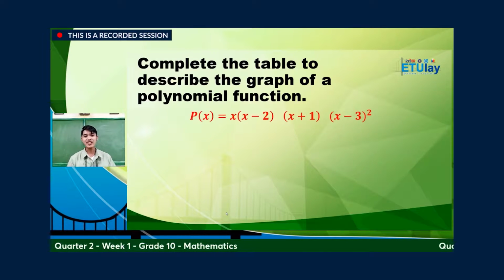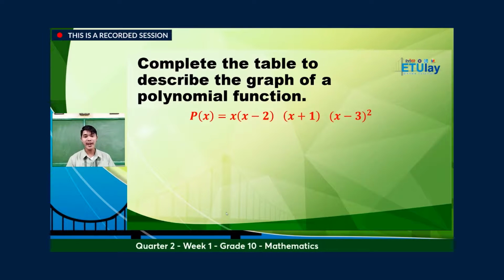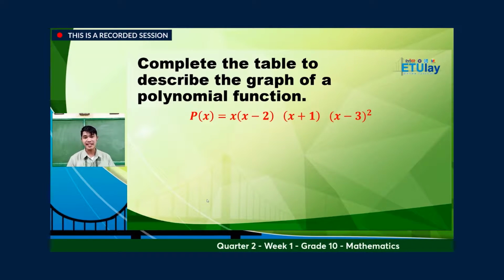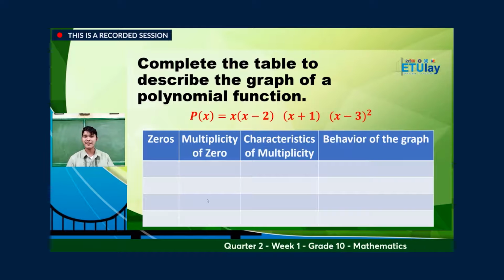For our quick check challenge, mathletes, complete the table to describe the graph of a polynomial function. We have p of x is equal to x times the binomial x minus 2 times the binomial x plus 1 times the square of the binomial x minus 3. And here is the table. We have the zeros, multiplicity of 0, characteristics of multiplicity, and behavior of the graph. So now, are you ready?